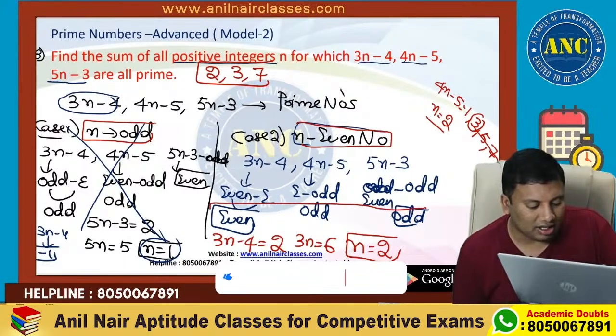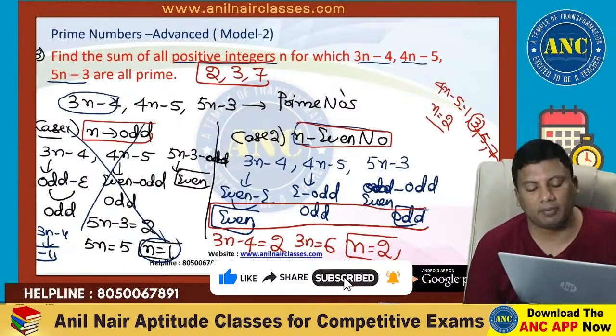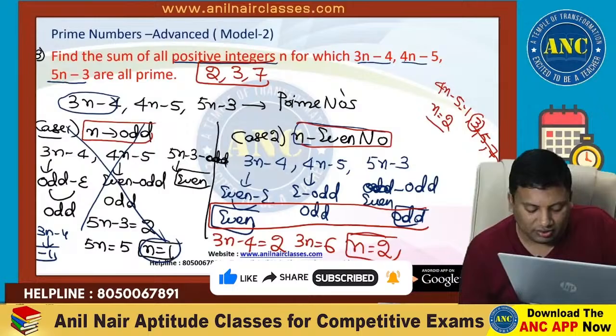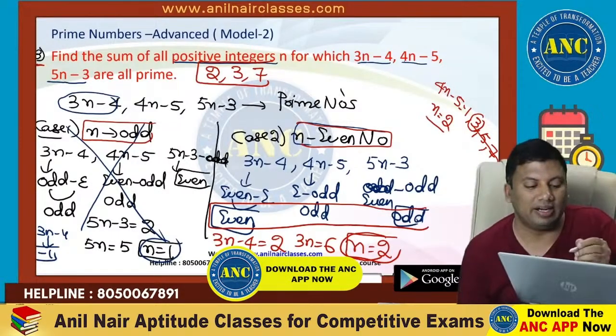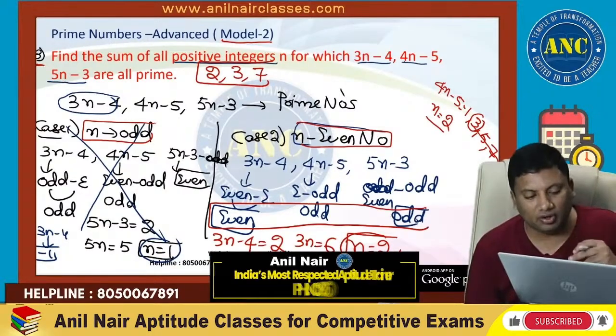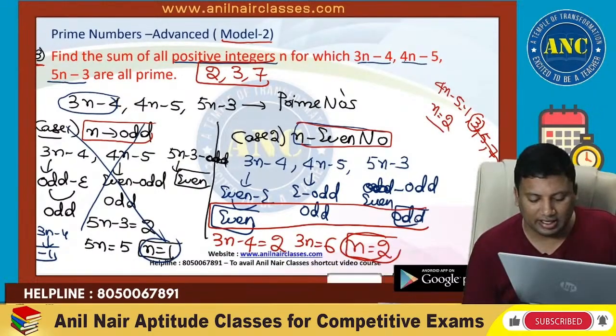Even, odd, odd. The only even number that is possible is 2. So 3n minus 4, it is 2. n value is nothing but 2. Very, very important variety of questions. In case you are watching this video, after the video, kindly watch it again for effective learning. I hope the idea is clear.